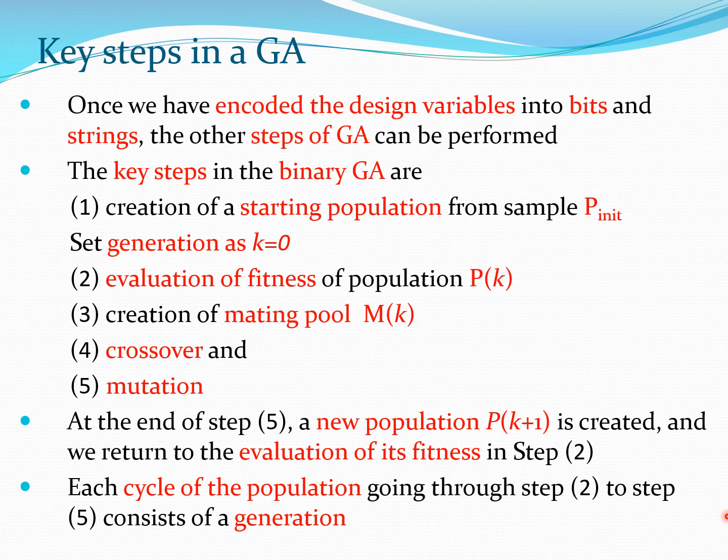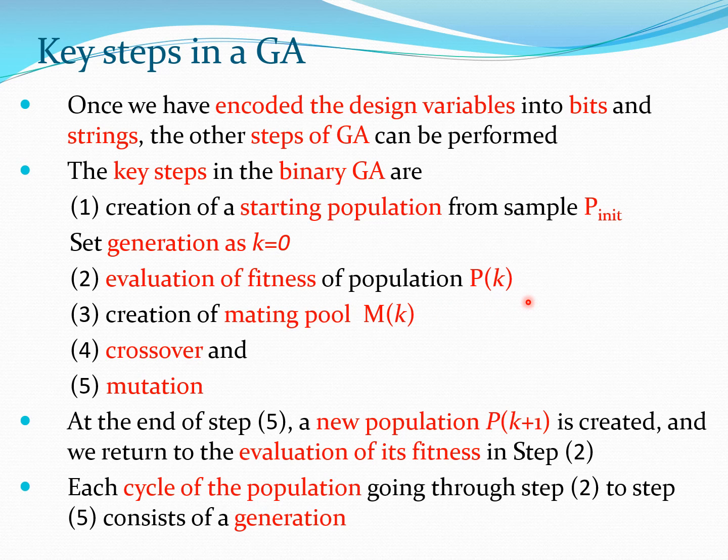Now let us outline some of the key steps of the GA. Once we have encoded the design variables into bits and strings, you can perform the remaining steps of the GA. So when you are doing a binary GA, you create a starting population, let us call it P subscript INIT, and set generation K to 0. You calculate the fitness of this entire population.